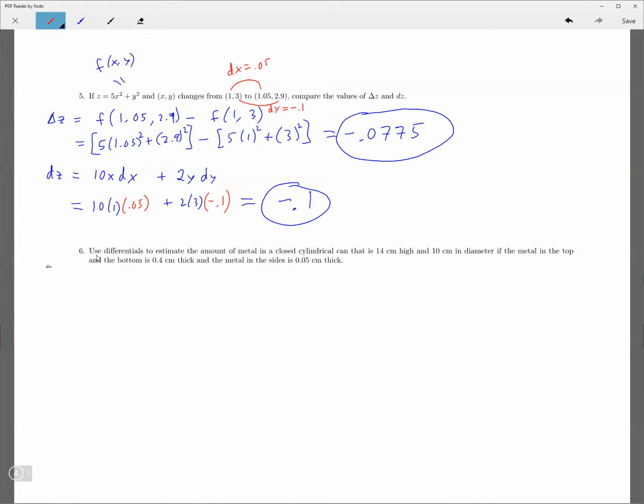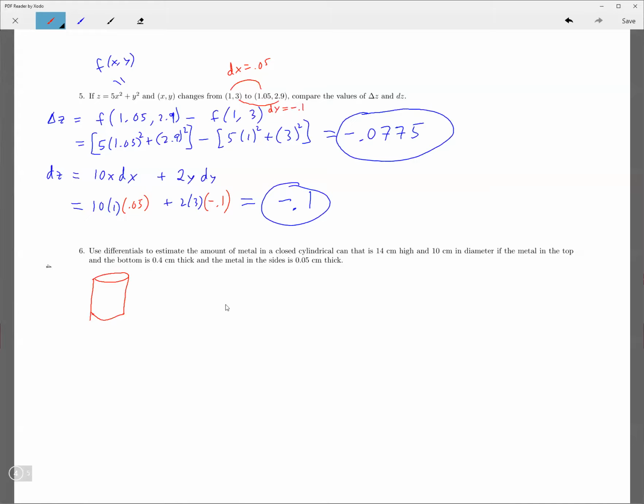Okay, then the last problem is use differentials to estimate the amount of metal in a closed cylindrical can that is 14 centimeters high and 10 centimeters in diameter. If the metal in the top and the bottom is 0.4 centimeters thick, and the metal on the sides is 0.05 centimeters thick. Okay, so we have a closed cylindrical can, something like this. So it's closed on the top and the bottom.